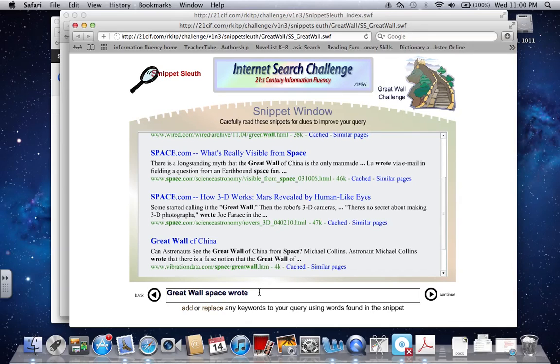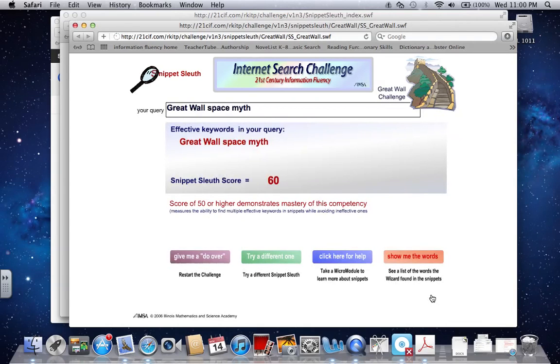Let's try something. Let's take out wrote and just write the Great Wall space myth. And let's press continue. Look at that. Because I added the word myth, that would be a much better search. And because I read the snippets, I was able to get that clue. I didn't have to go clicking. I just realized that I should probably be searching for a myth. And if I look for a myth, I'll probably find the first person who wrote that myth.